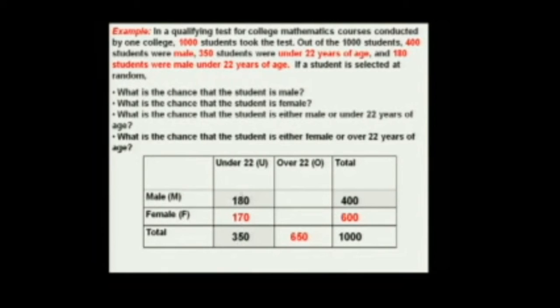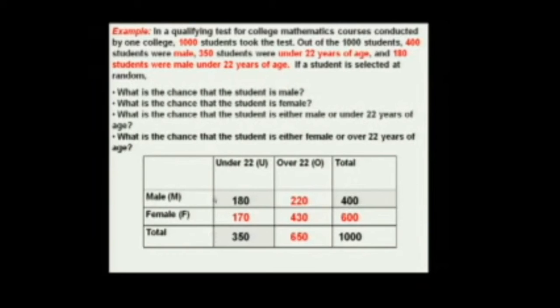350 will give us a sum of 180 plus 170. So where do we get this 170? It's the 350 minus the 180. Now, since the total here is 600 and this is 170, then this should be 430. Finally, since the total here is 400 and this is 180, then the number here should be 220.